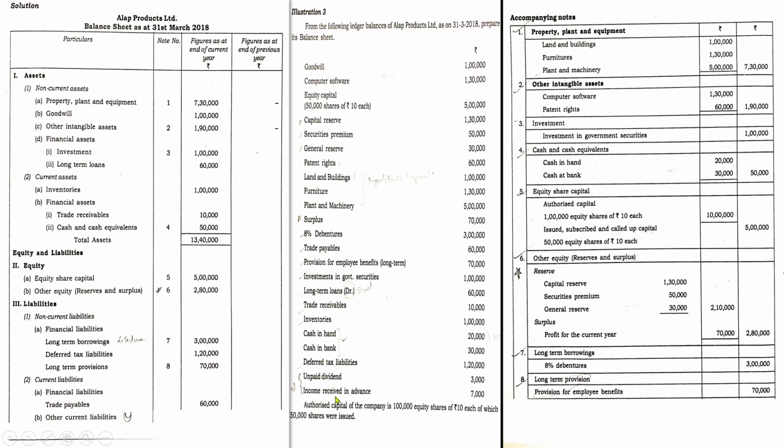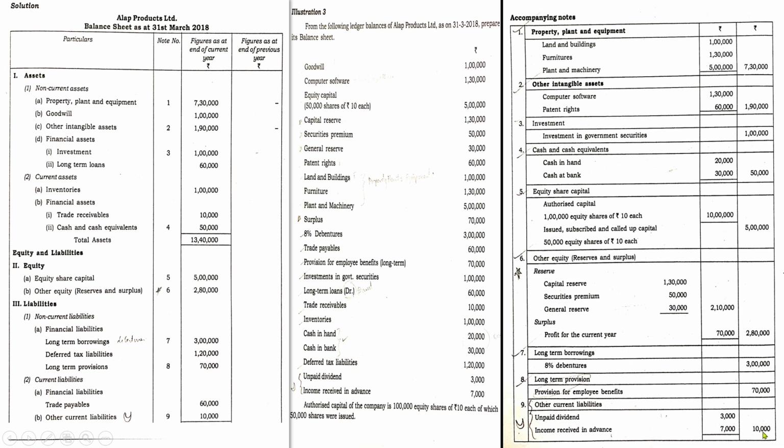Unpaid dividend and income received in advance. These two items cannot be shown in any of the heads that come under the current liabilities. So we can show them under other current liabilities. So you have to write down another note, other current liabilities, that includes unpaid dividend 3,000 and income received in advance 7,000. So 10,000, it has to be shown here. So right now we have recorded almost all the items specified in the question. Now take the total of liabilities. If you are getting the same amount as the total of assets, your computation was correct.